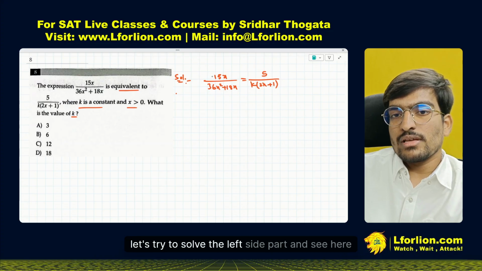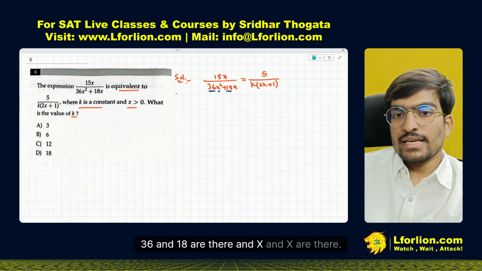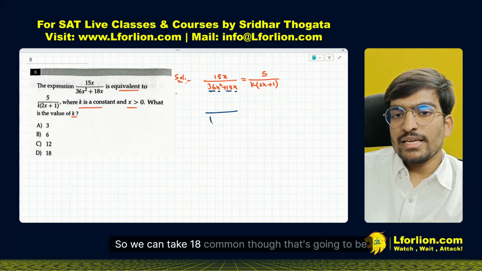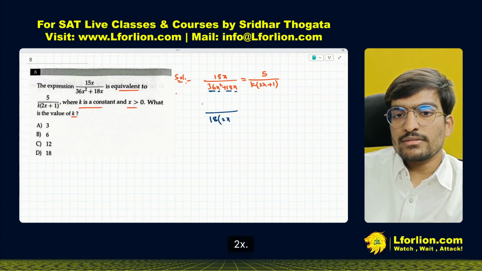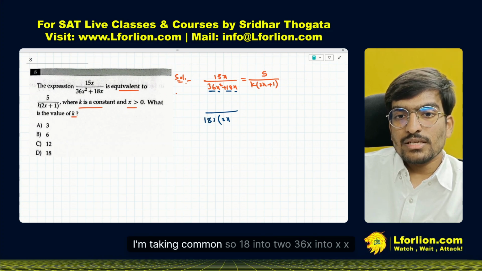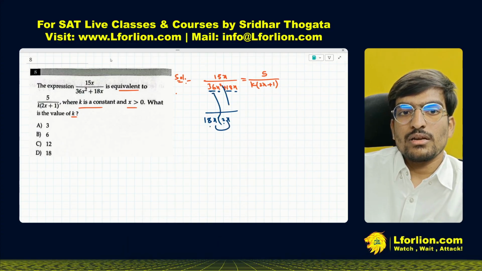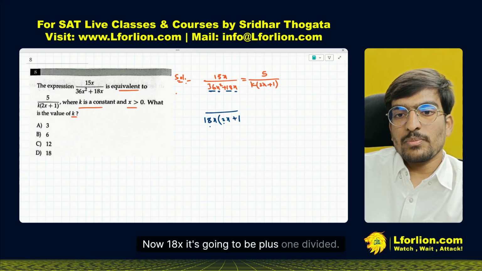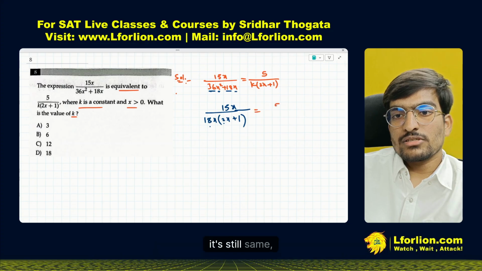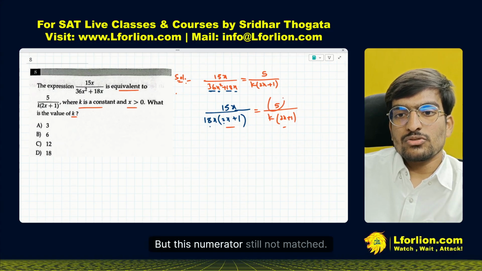Let's try to solve the left side part and see. Here 36 and 18 are there, and x is there. So we can take 18 common, and x also we can take common in both. So I'm taking 18x common. 18 into 2 is 36, x into x is x square. Now 18x times 2x plus 1, divided, with 15x in the numerator. The RHS is still the same, k times 2x plus 1. So you see 2x plus 1 is the same, but the numerator still hasn't matched.